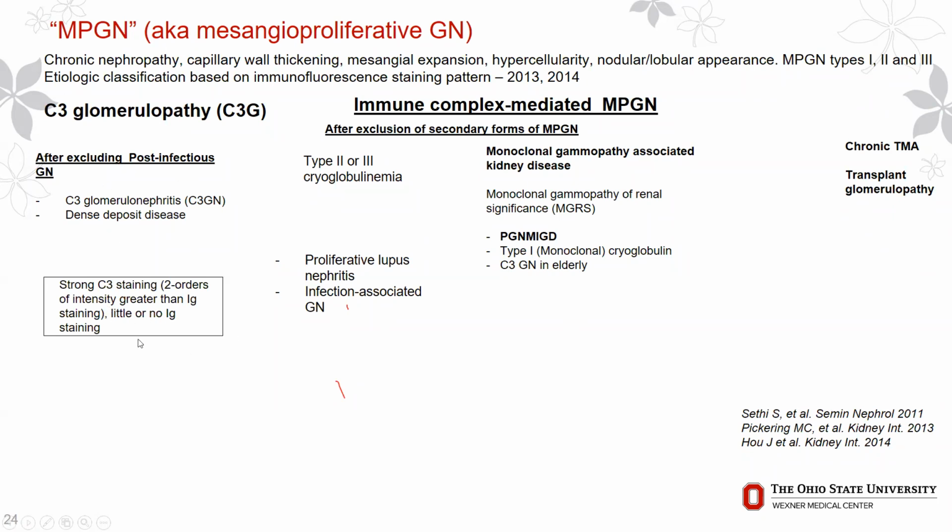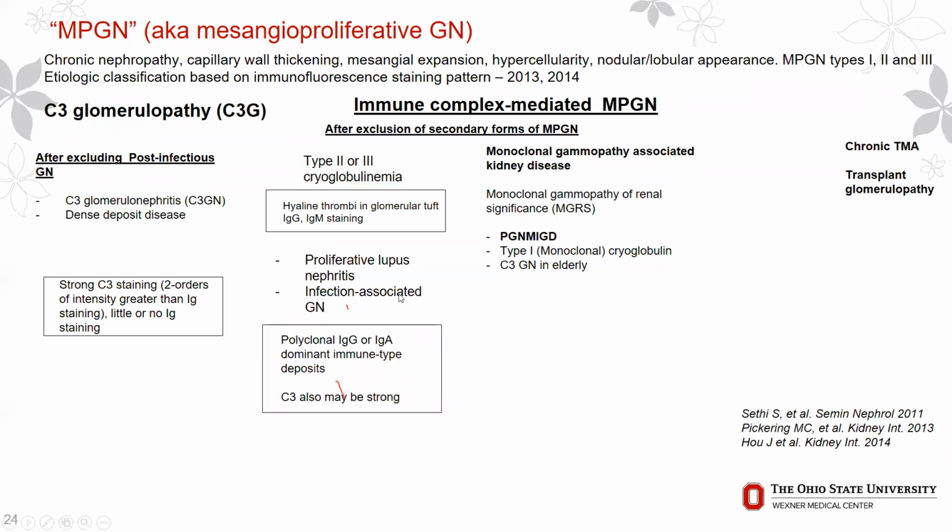So C3G is diagnosed using this definition, where C3 staining on immunofluorescence is much stronger than immunoglobulin staining, at least 2 orders of magnitude stronger. In cryoglobulinemia, you can have hyaline thrombi in the glomerular tuft. They usually stain for IgG and IgM. In these immune complex diseases, you have IgG or IgA dominant immune complex deposits along with strong C3. And in MGUS-associated diseases, you will have monoclonal light chains with or without monotypic heavy chain.